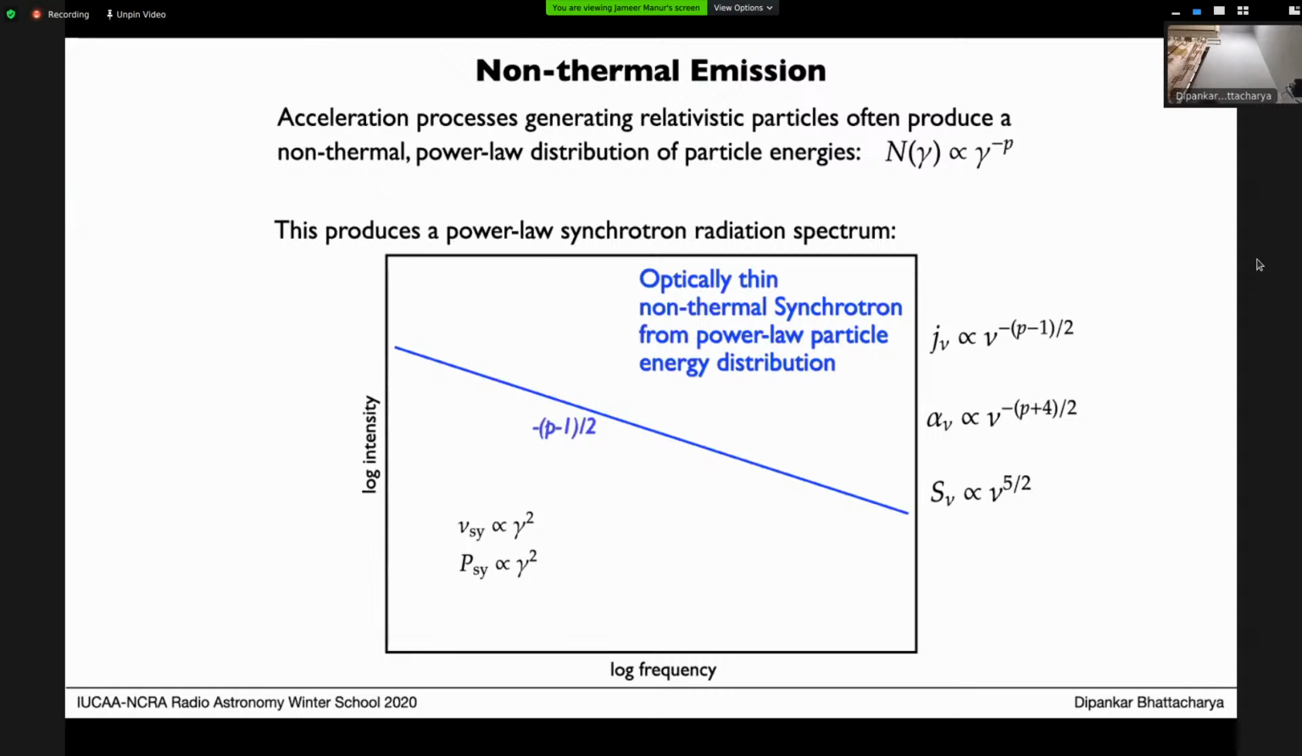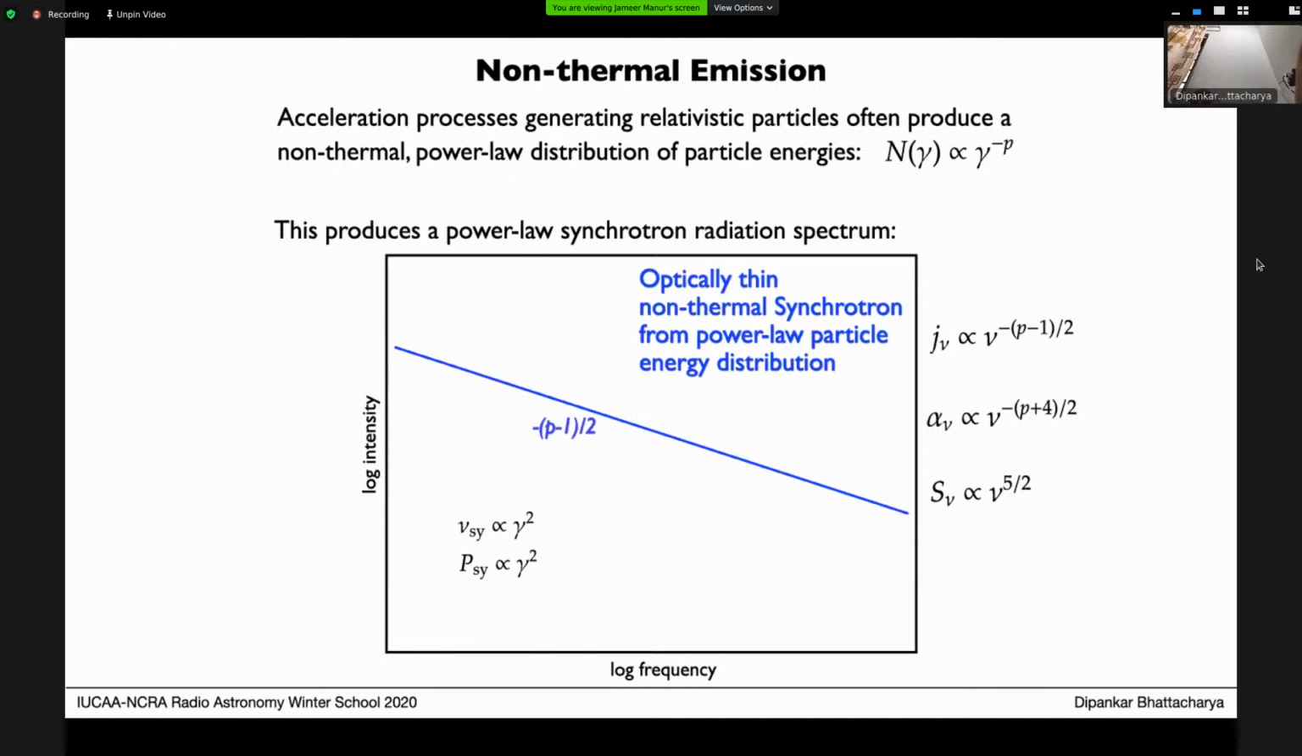So if you look at the spectrum of these sources, it is very clear that the particle energy distribution in these sources, so particle energies which get to relativistic regime, require some kind of acceleration process to create particles with such high energy. And these acceleration processes generally produce an energy distribution which is a power law, which means the number of particles as a function of gamma, n of gamma, is proportional to gamma to the power of minus p, where p is a power law index.